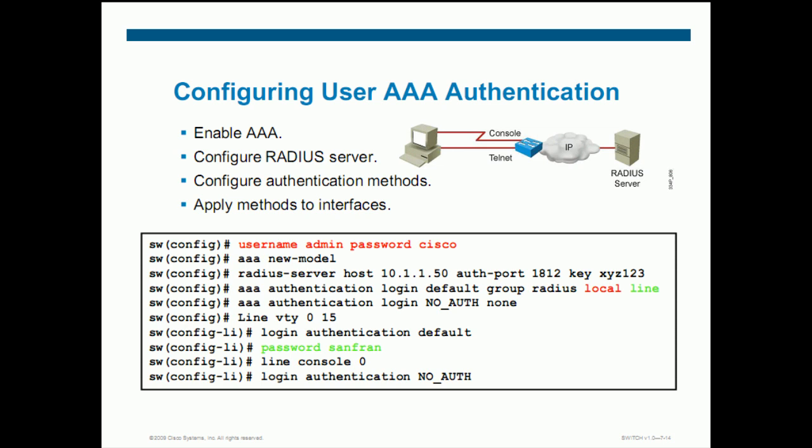The next part is configure the Radius server. Where's the Radius server going to be? What's its IP address? What port's it using? And most Radius servers require a secret key to be able to authenticate or make the connection. So the command in global config would be radius server host, followed by the host IP address, auth-port, for the port used on the destination, and then the keyword key followed by whatever the actual secret key is going to be. Type that in clear text.